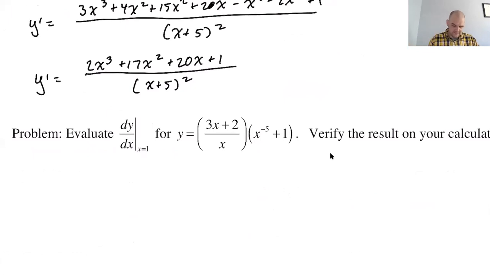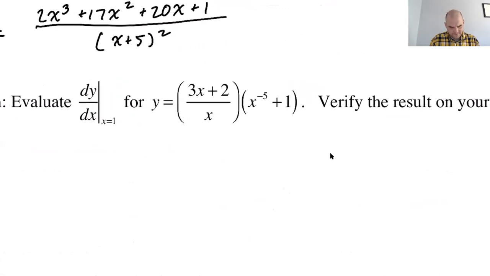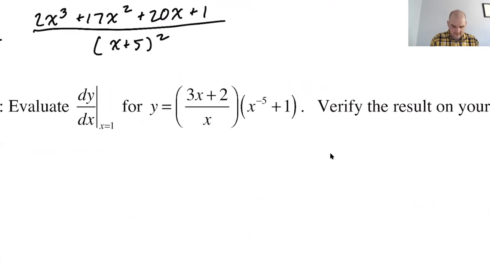But eventually you might see it. For y equals (3x plus 2) over x times the quantity x to the negative fifth plus 1, verify on your calculator. So notice it doesn't say find and simplify the derivative, then plug in 1. It says find dy/dx such that x equals 1.